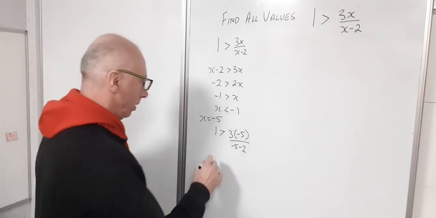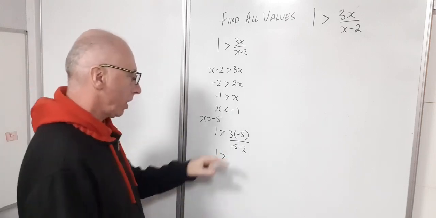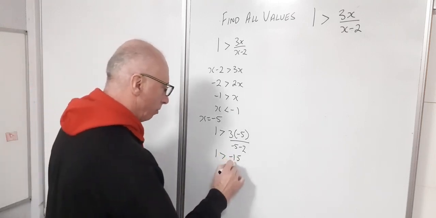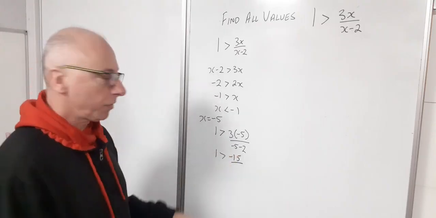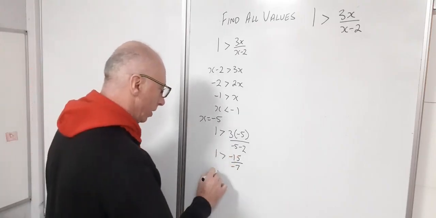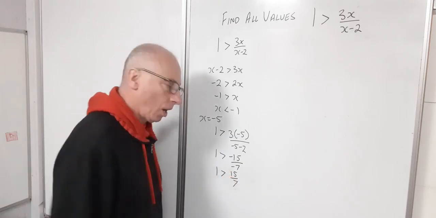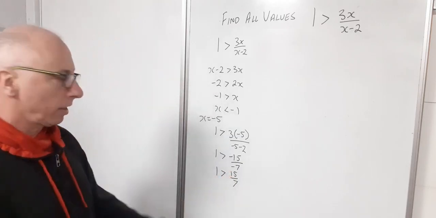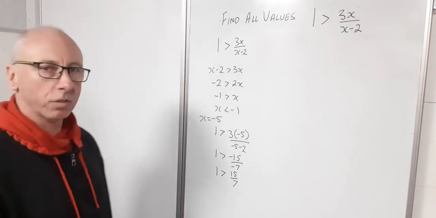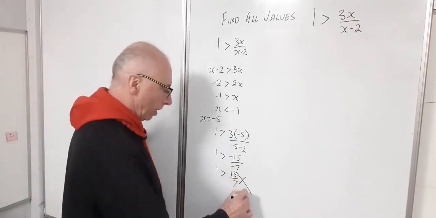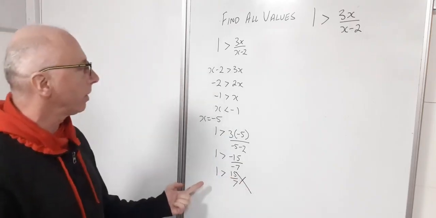So let's go down here. 3 times minus 5 is minus 15. Minus 5 minus 2 is minus 7. So 1 is greater than 15 over 7. Well, that doesn't look good. 1 is not greater than 15 over 7. So that is not the way to do it.